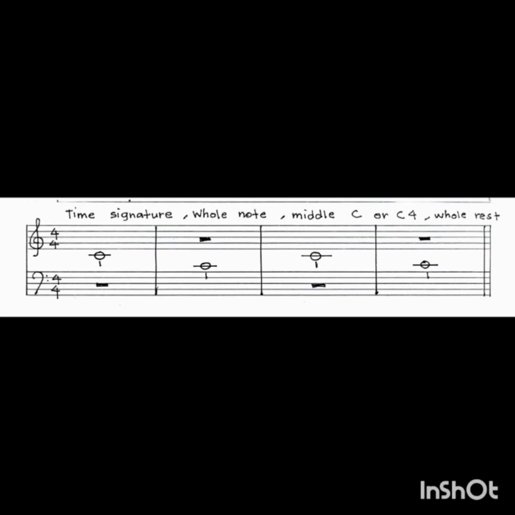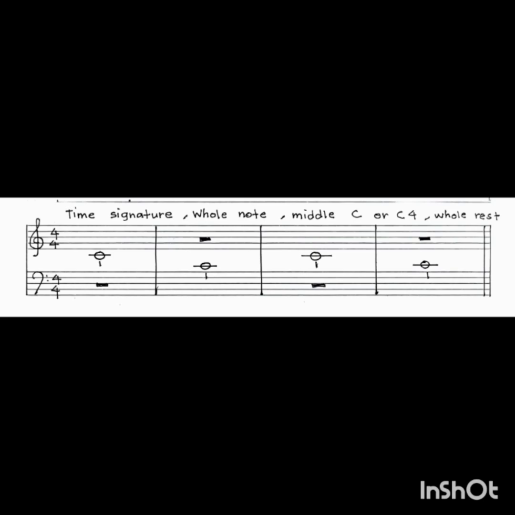And the inverted hat-like looking thing that you see is called a whole rest, which is 4 counts of silence. The whole note is 4 counts of middle C, and the whole rest is 4 counts of silence. The first middle C that you see is near the treble staff, so it should be played by the right hand, number 1 finger.